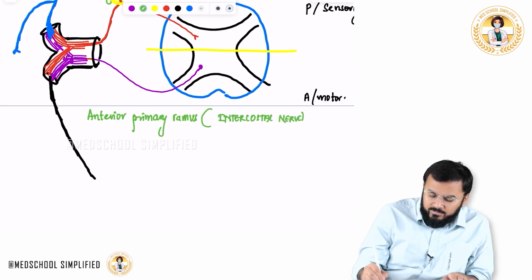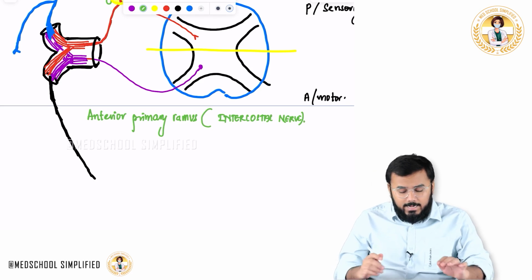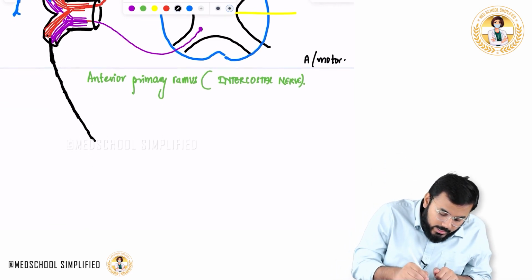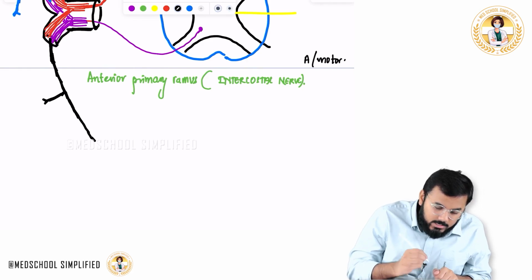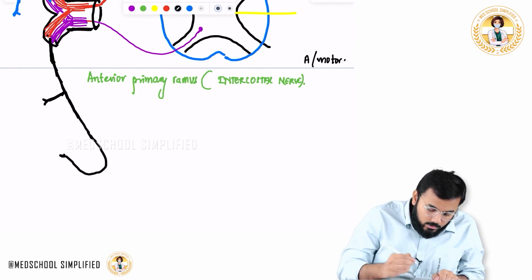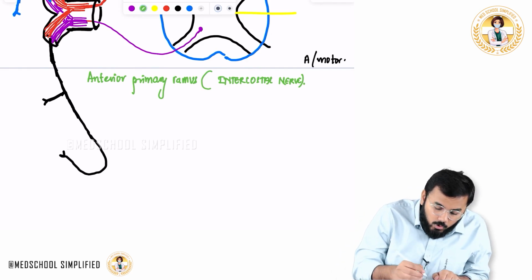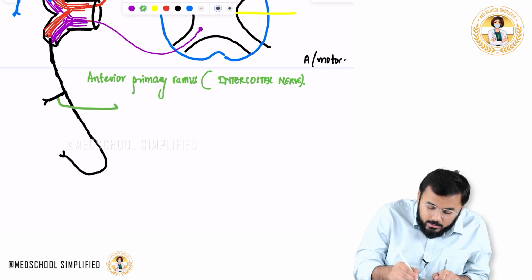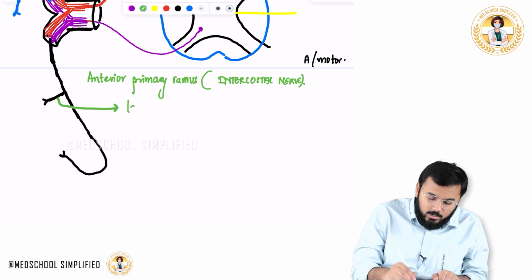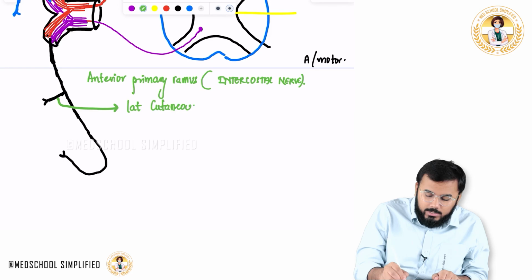Intercostal nerve. Okay, now what will this anterior primary ramus do? It will give out two branches. See, there is one branch that is giving out like this, and there is another branch also that is giving out like this. So what is the name of this particular branch over here, guys? This is called as lateral cutaneous branch.